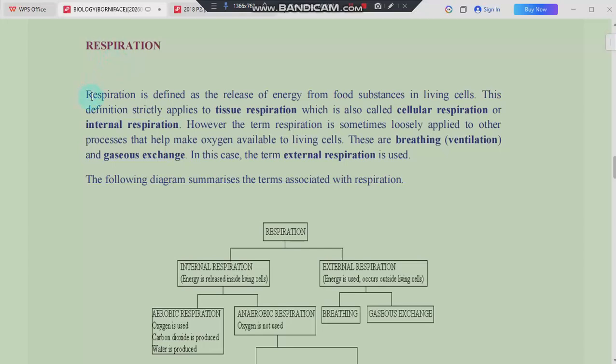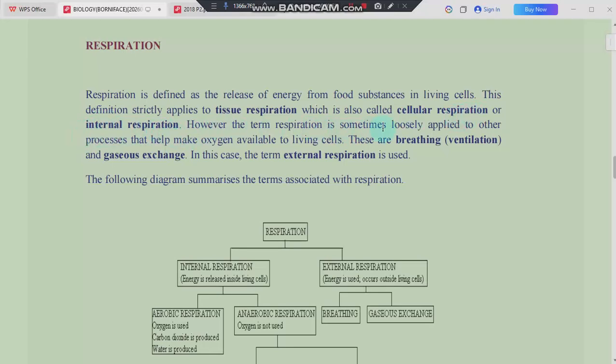So to start with, respiration is simply the release of energy from food substances in living cells. When we include living cells in our definition, we need to know that this definition applies to tissue respiration, which is also called cellular respiration or internal respiration.